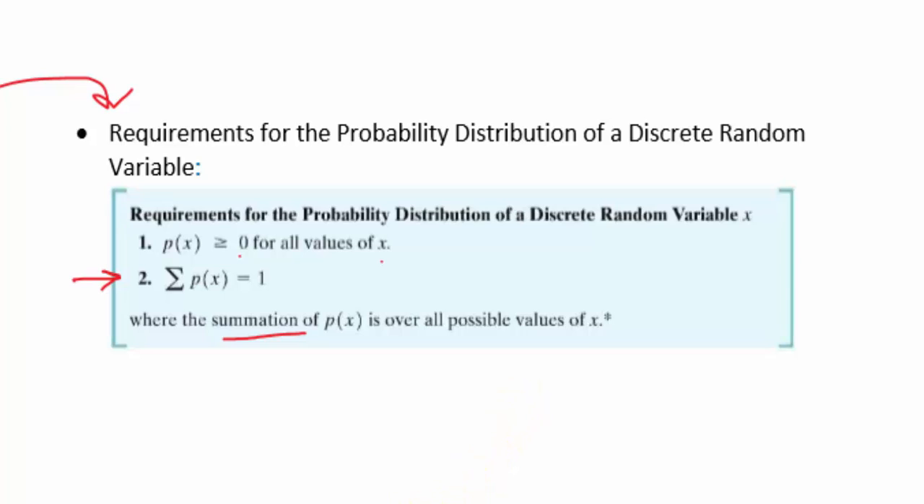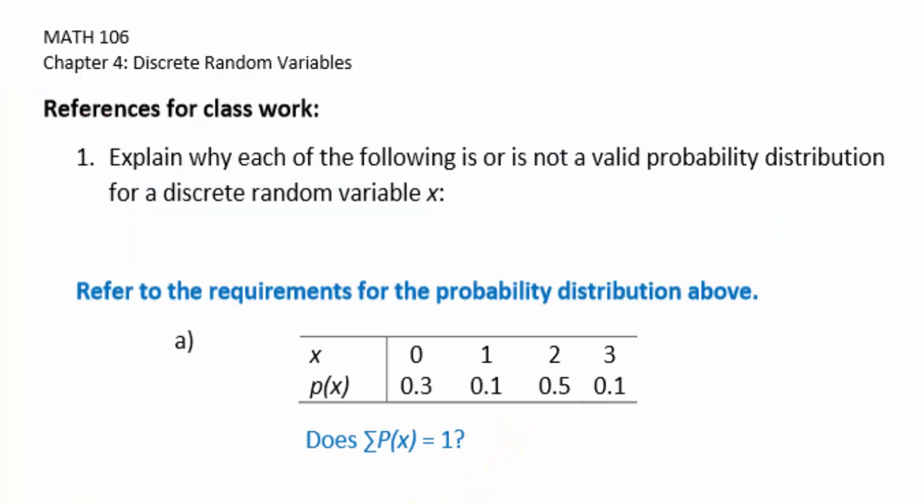Let's look at a reference for classwork. In the following tables, we're going to explain why each of the following is or is not a valid probability distribution for the discrete random variable x. So we have our x values of 0, 1, 2, and 3. We have probabilities of x listed, 0.3, 0.1, 0.5, and 0.1. So recall that the probability of each individual value for x needs to be a number greater than or equal to 0, non-negative. So all of the probabilities listed are positive numbers.